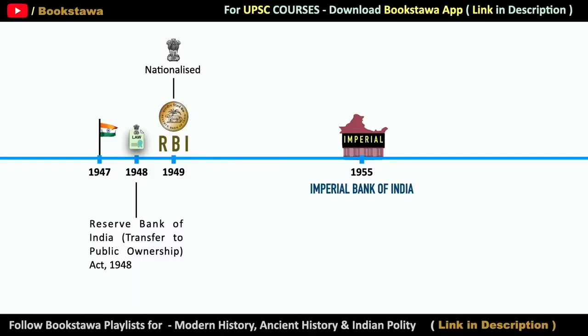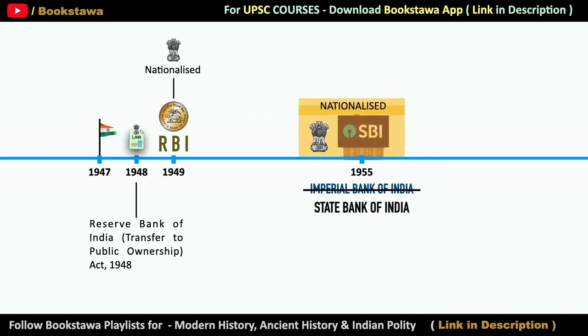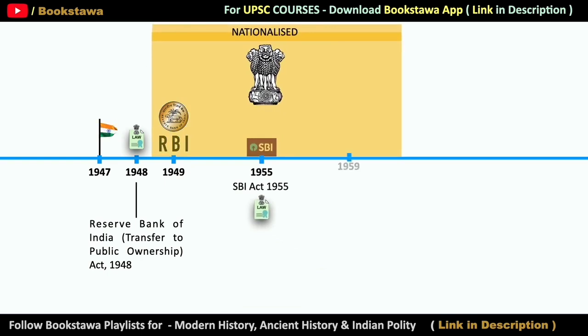Hello friends, in the previous video we had seen that in 1955 Imperial Bank of India was nationalized and its name was changed to State Bank of India. In this way, India got its first public sector bank, and all this was done by SBI Act of 1955.